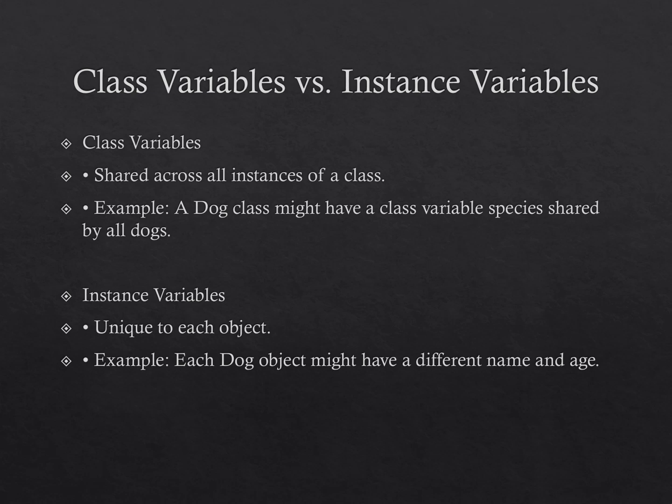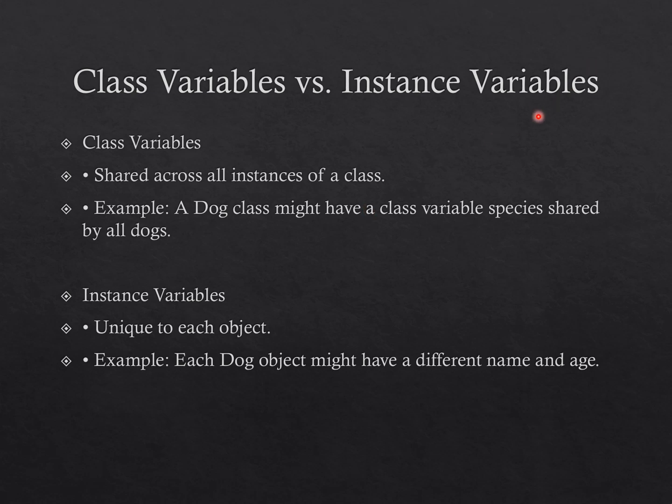Let's move ahead. Now let's understand what is a class variable and what is an instance variable. Class variables are nothing but variables which are shared across all the instances of a class. One example could be, suppose you have a dog class and that class may have a variable called species, and that species variable could be shared across all the objects of that dog class. We'll see that with some examples.